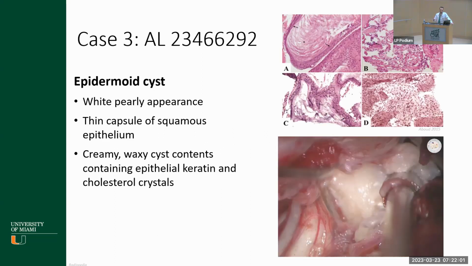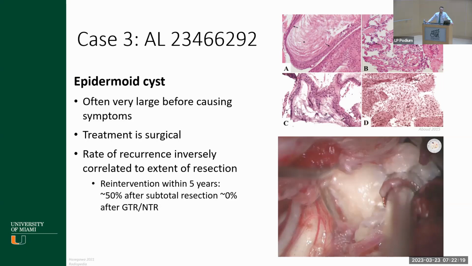The appearance of them, white pearly appearance, is a classic. Right on the right bottom image, you can see the classic appearance of them. They have this thin capsule of squamous epithelium, and then this kind of waxy contents, which are epithelial keratin and crystals as well. Because of their nature of kind of infiltrating through the subarachnoid space, infiltrating around the surrounding structures, they can be very large before they actually cause symptoms.